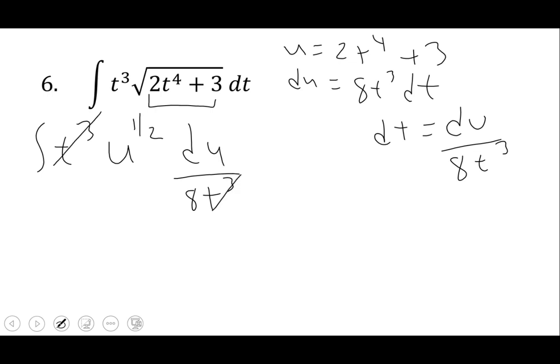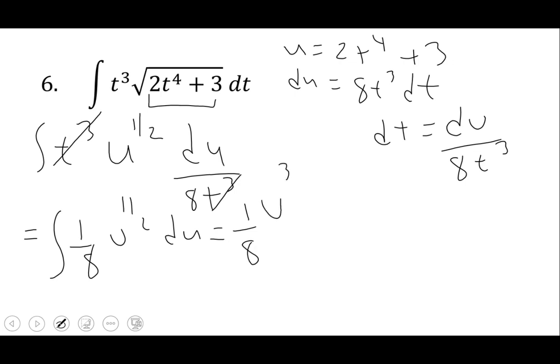Variables cancel as they always should for today, which means I am left with the integration of 1/8 u to the 1/2 du. Perfectly fine to integrate a problem like this, as long as you don't forget that the constant is part of the problem. So when I go to integrate, I'm going to leave the 1/8, raise u to the 1 higher power. 1 higher than 1/2 is 3/2. Don't forget to divide by that power.